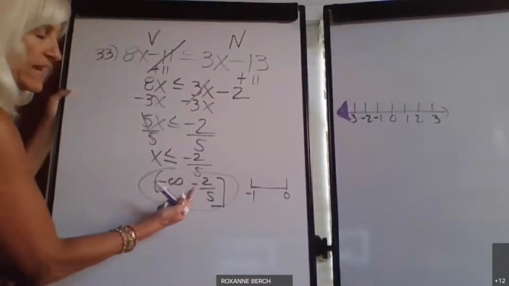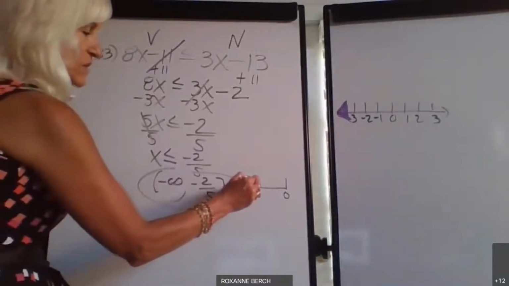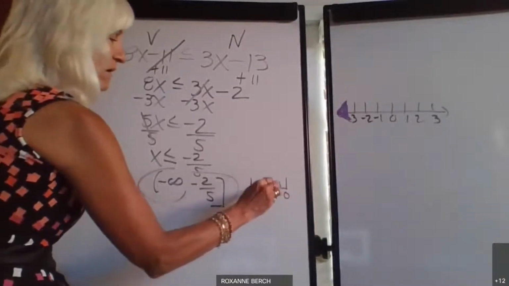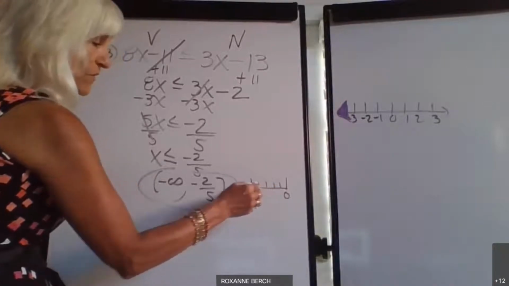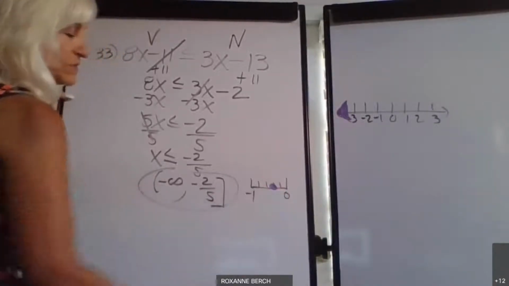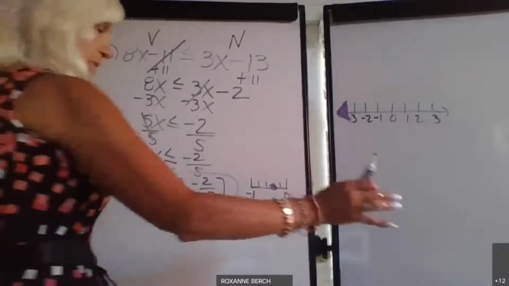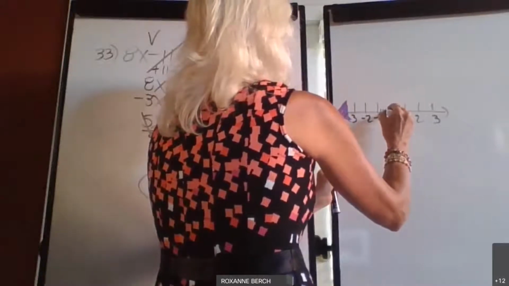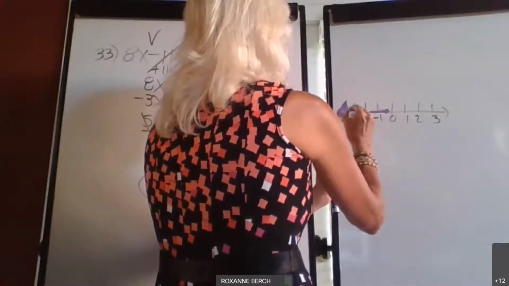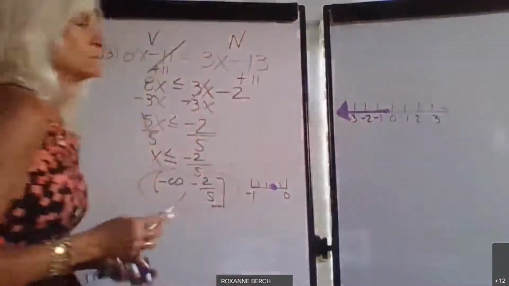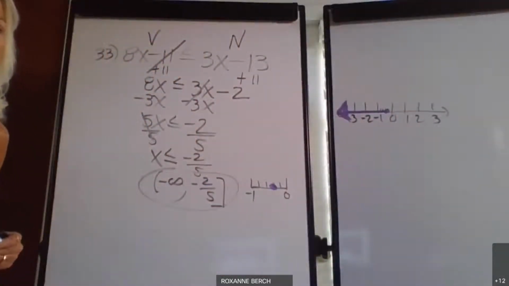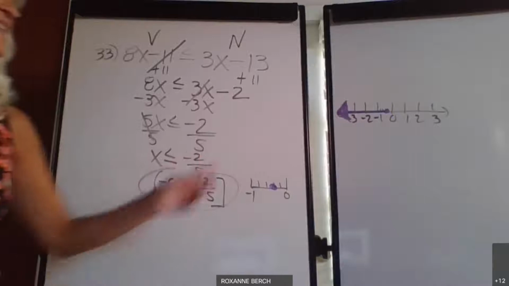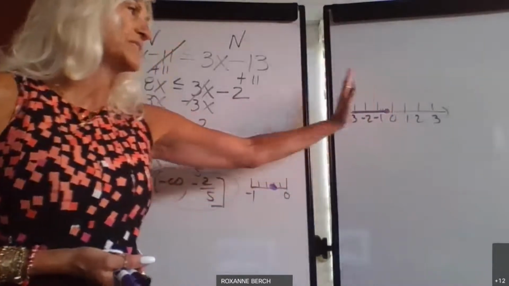And do you guys remember what this means? 2 out of 5 parts. So you draw 5 parts, like 5 pieces of cake, 5 equal pieces, 1, 2, 3, 4, 5, and this would be -2/5. So over here, you would draw the 5 equal parts, and -2/5 would be there. So this represents closed on -2/5 to negative infinity.